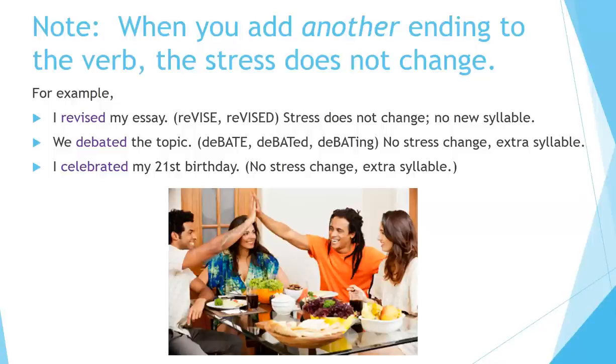In the second example, we debated the topic. Debate, debated, debating. There's no stress change, but there is an extra syllable with the extra ending. I celebrated my 21st birthday. No stress change, even though there's an extra syllable with the past tense ending.